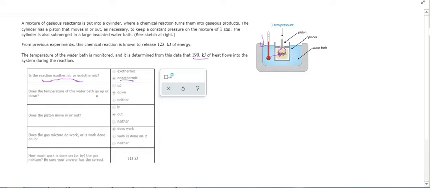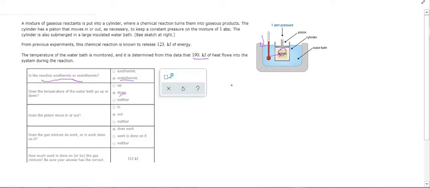Does the temperature of the water bath go up or down? We just kind of answered that. It definitely goes down because heat flows into the system from the water bath. So it has to go down in this case. Does the piston move in or out? Well, it depends what's happening here.